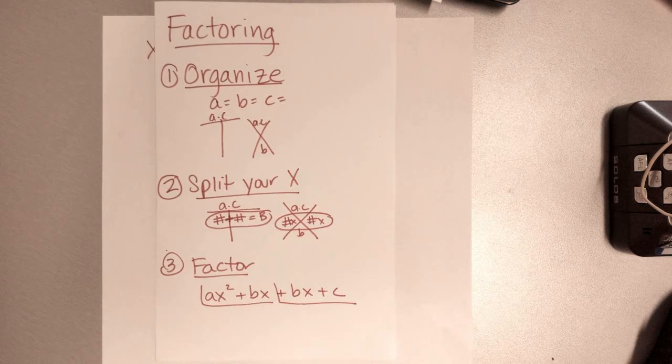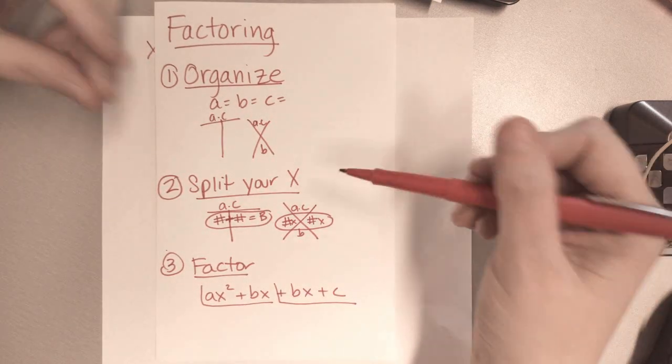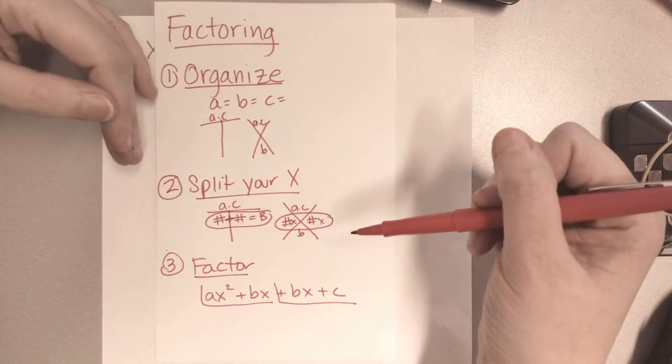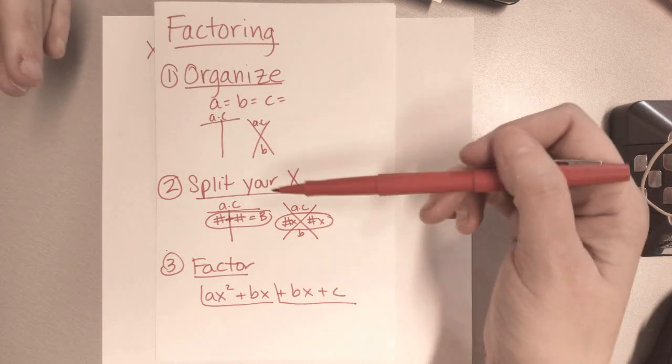Okay, today we learned a new process for factoring. Yes, so we've already learned how to find the greatest common factor, we've learned how to factor with tiles, and now we're learning how to factor algebraically. There were three phases to this process.